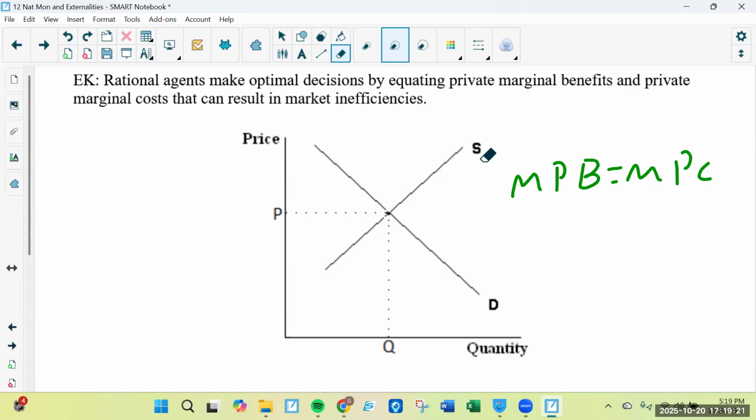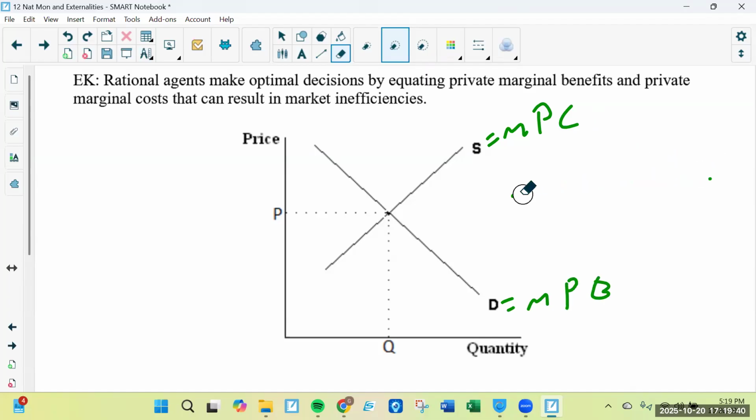So right here, let's take whatever product this is, upward slope of supply, downward slope of demand. This is the marginal private cost. It's the cost for the company, and the company doesn't care about anybody else. This is the marginal private benefit. This is the benefit for the consumer, and they don't care about anybody else. And when they are equal, then this market is in equilibrium. That's what we've done up to this entire point.